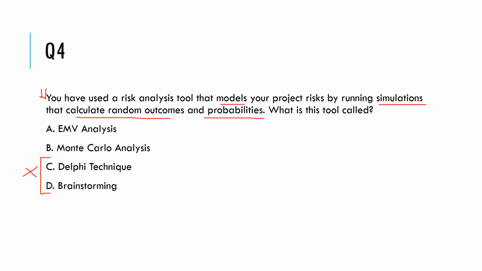definition here is that what the tool does is the tool models your project risks by running simulations that calculate random outcomes and probabilities. This is the definition. You can remove risks here and you can put in something else as well, but the definition won't change, because this tool basically runs simulations that calculate random outcomes and probabilities. This tool is basically the Monte Carlo analysis. This is the tool that is used to calculate random outcomes and probabilities.